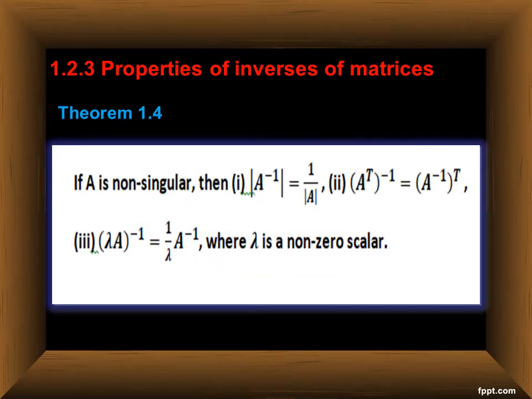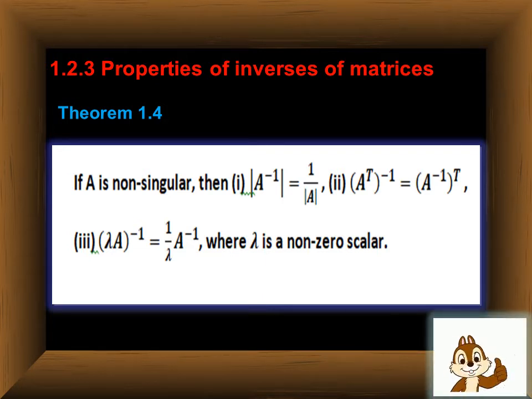Theorem 1.4: if A is non-singular, then, first part, determinant of A inverse equals 1 by determinant A. Second part, (A transpose) the whole inverse equals (A inverse) the whole transpose. Third, (lambda A) the whole inverse equals 1 by lambda into A inverse, where lambda is a non-zero scalar. Let us see how to prove this.